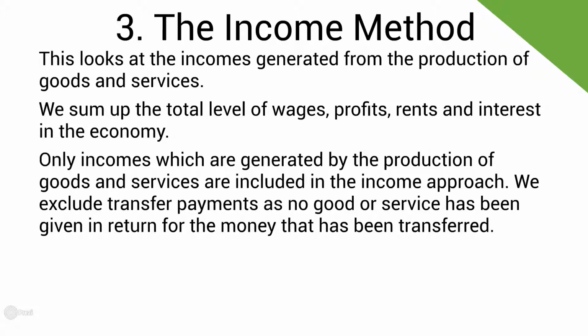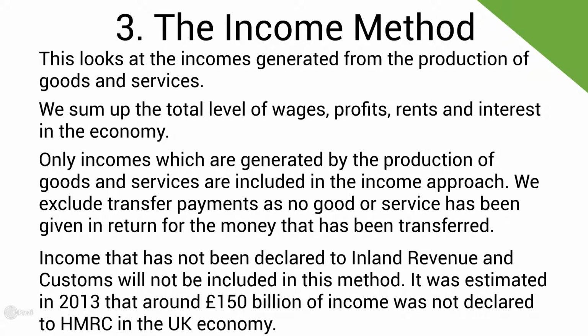We exclude transfer payments as no good or service has been given in return for the money that has been transferred. Income that has not been declared to Inland Revenue and Customs will not be included in this method. It was estimated in 2013 that around 150 billion of income was not declared to HMRC. This means that the calculated value for GDP could be around £150 billion lower than it should be.